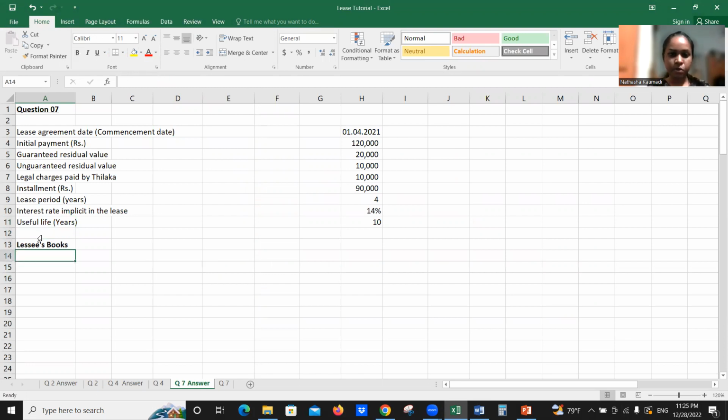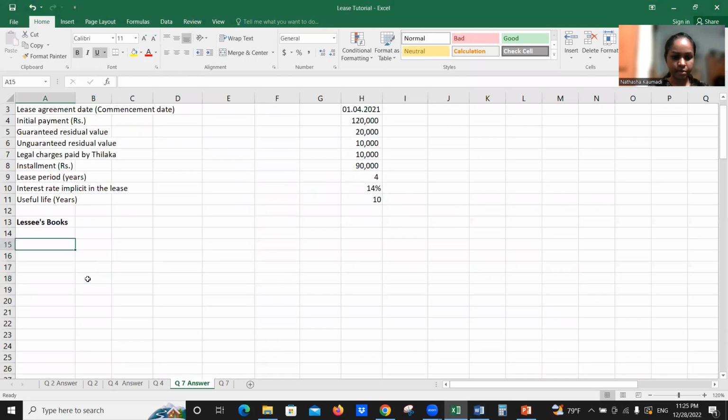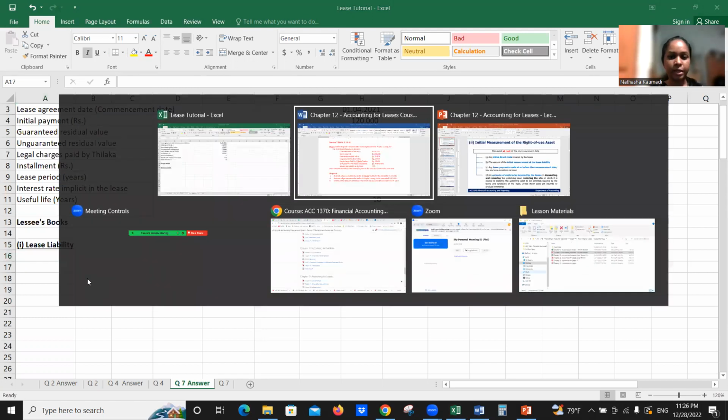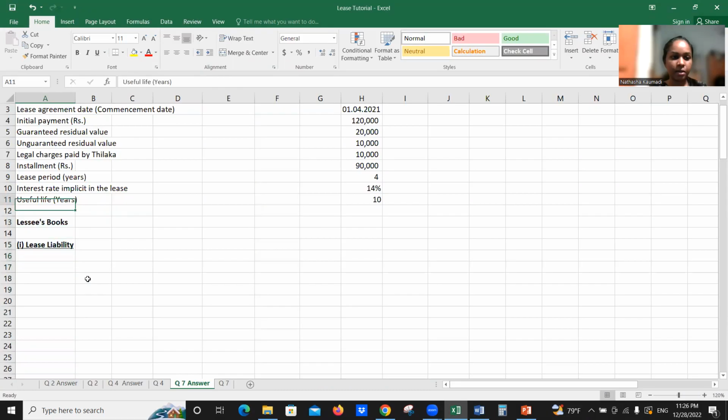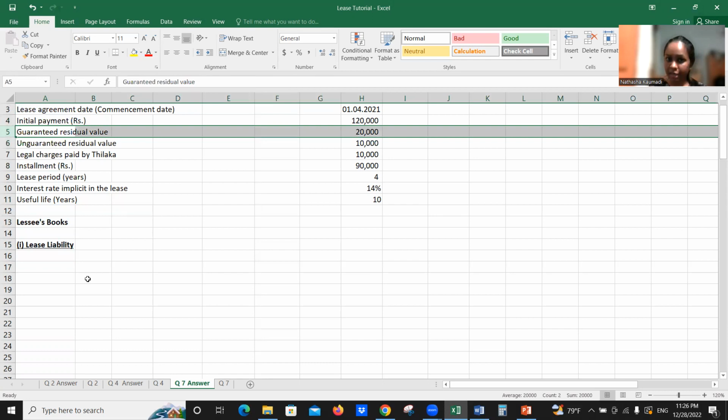Okay. So as I told you, first of all, you need to compute the lease liability. We don't have the annuity factor given here. That means you need to compute discount factors for 4 years and then multiply. Now the thing is, we have this guaranteed residual value, so be careful how to take it into the answer.